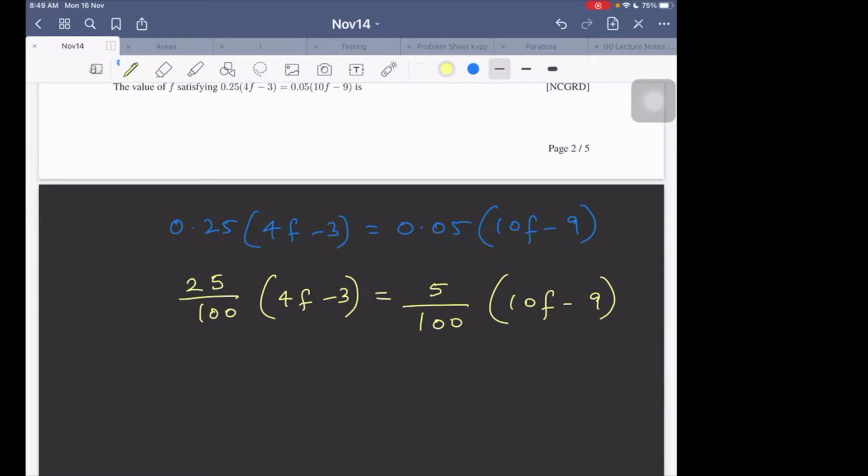Is this confusing, this conversion to decimals? Are you familiar with this conversion? Yes, you're familiar, right? This is not rocket science. 0.25 is nothing but 25 out of 100. 0.25 is a quarter, which is 25 parts in 100, right?